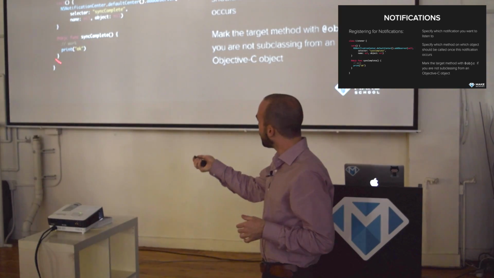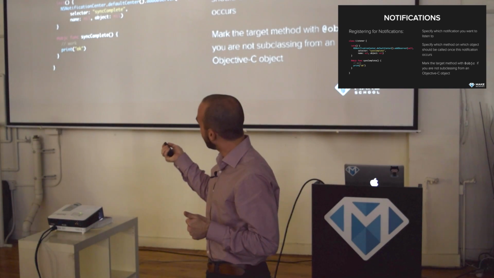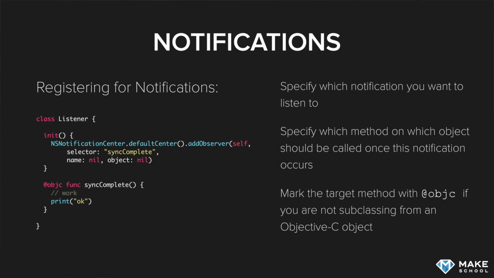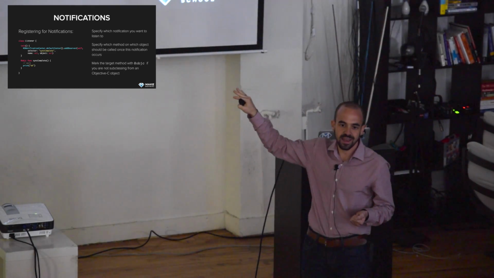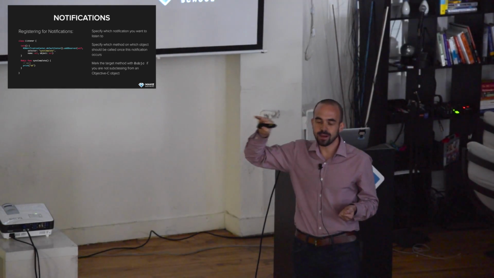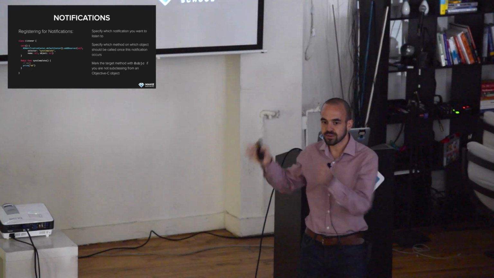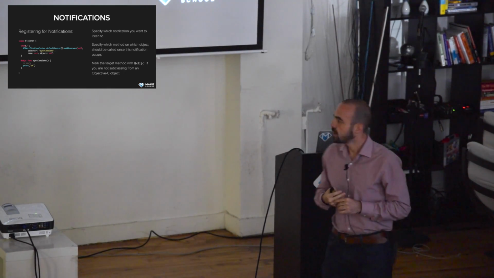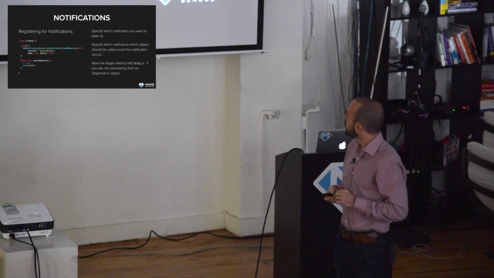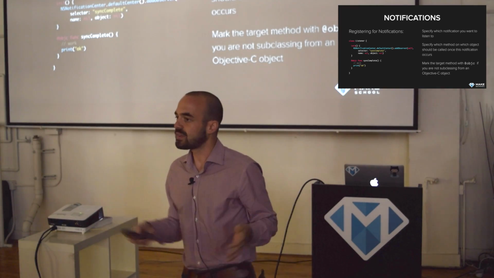Then you implement a function, and you have to be careful to either inherit from NSObject when you implement this class, or to mark the function with the @objc marker. That's necessary because NSNotificationCenter is an Objective-C class, and it will only see Objective-C methods if you explicitly mark them with @objc. Otherwise, they're Swift methods and they're not available to the Objective-C runtime, and then the features don't work. So that's just a short side note.